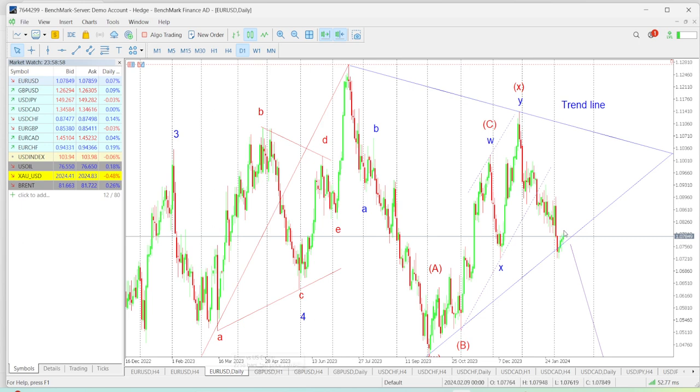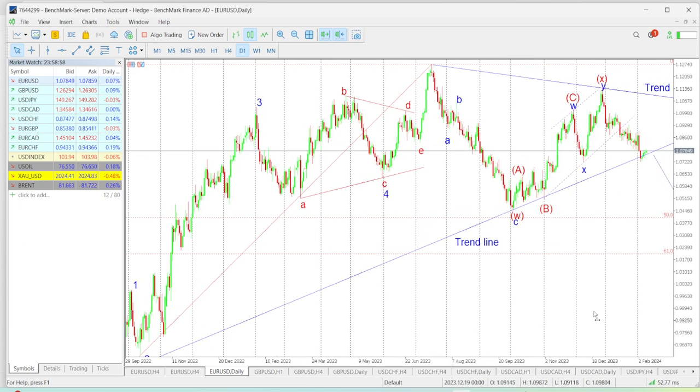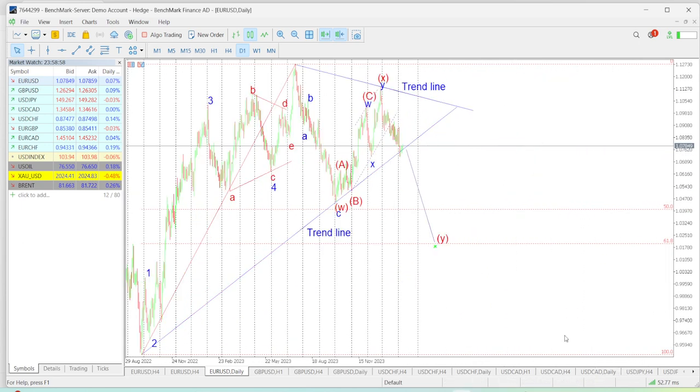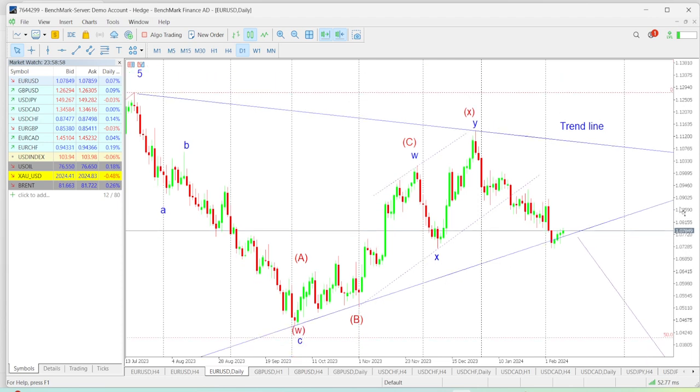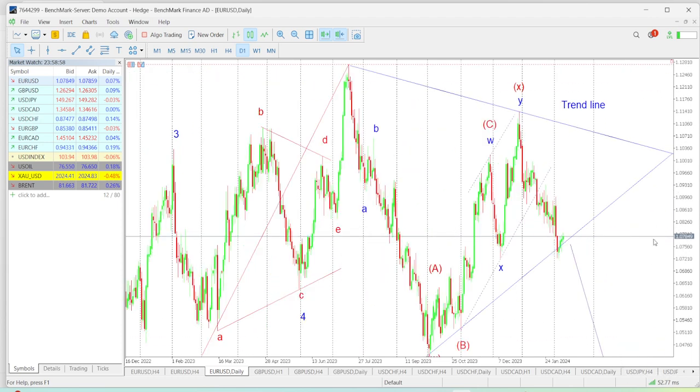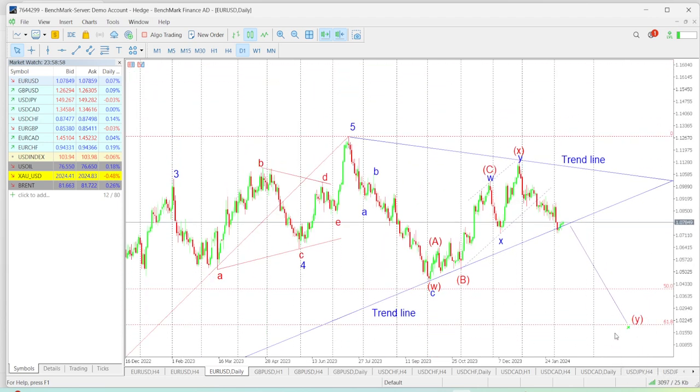On a daily time frame, we have a huge trend line, as you can see. If the price managed to break this trend line, you know what happens. A massive drop off to this level here, I think, to complete wave. Why?